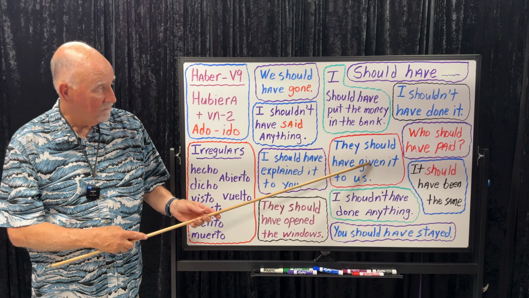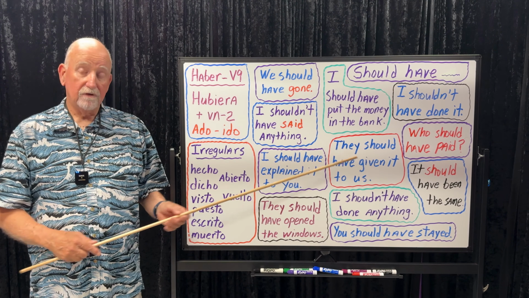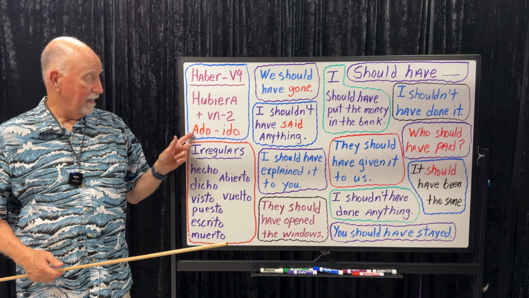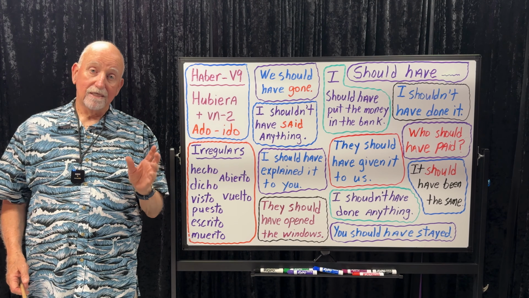They should have given it to us. Okay. Well, the verb to give is dar. If you take the AR off and add ado, you have dado. So that's your verb number 2 for the verb to give, dado.